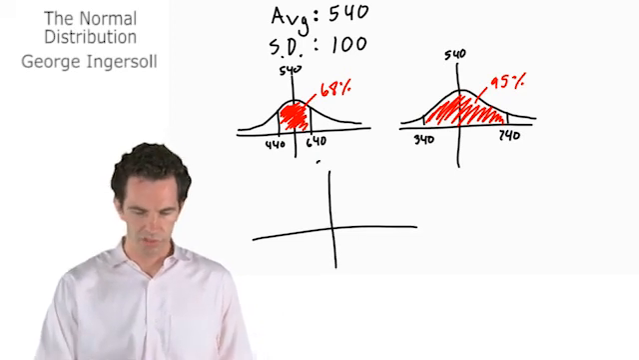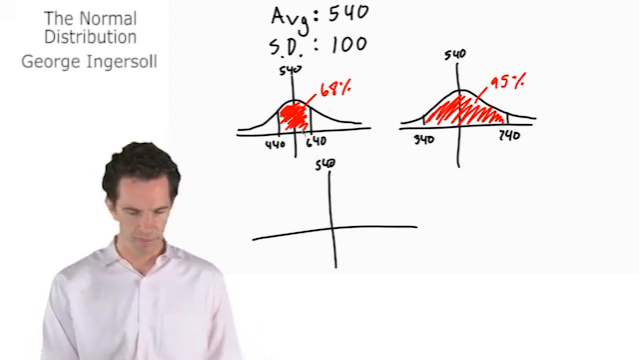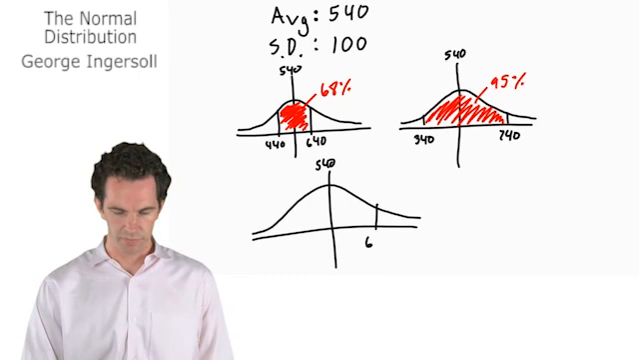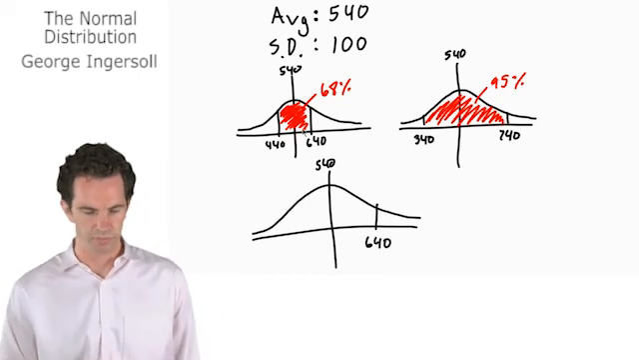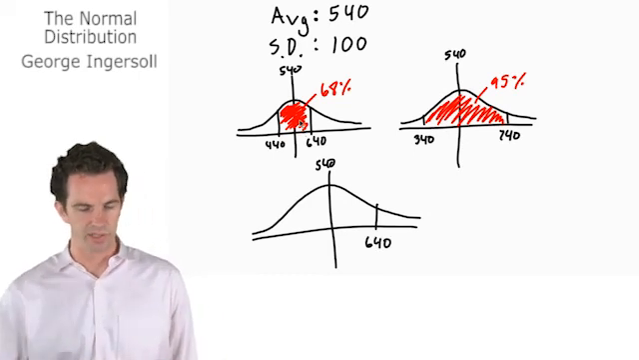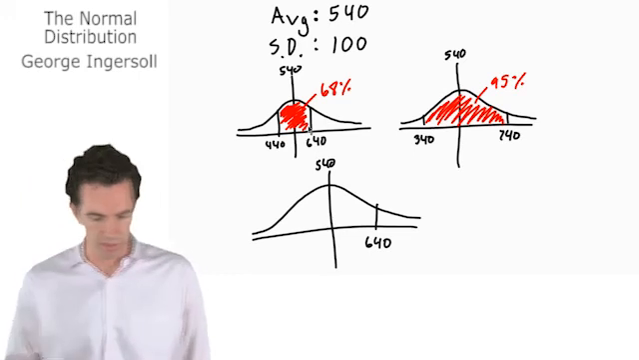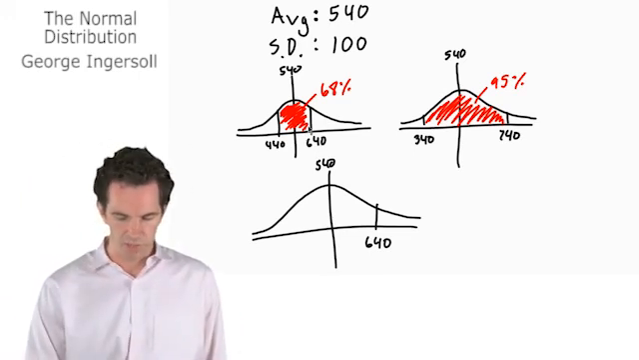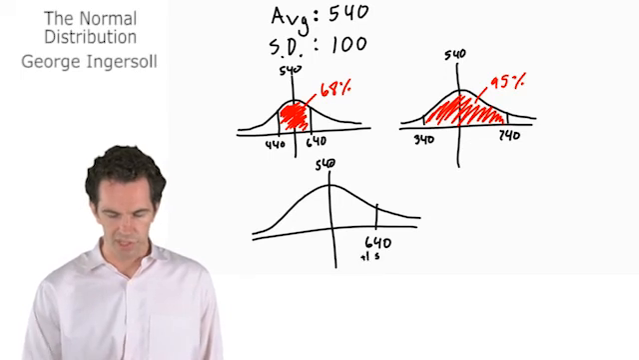We know that the average score is 540. And your score is over here. It's 640. Okay, it's not entirely consistent with the way it looks up here, but that's just because I'm drawing this by hand. So your score is here at 640, and this is also known as plus 1 standard deviation.